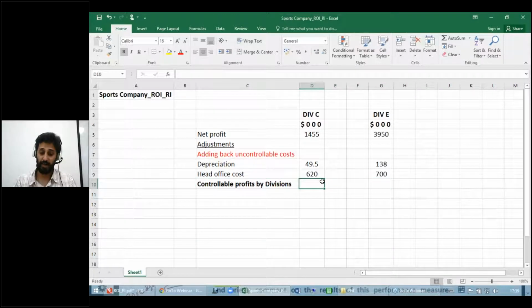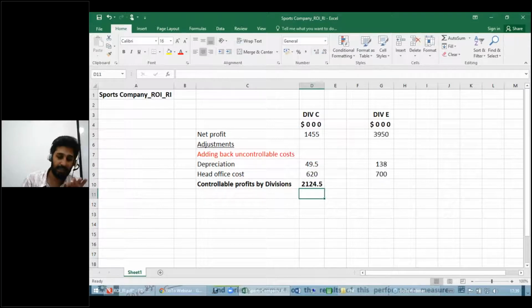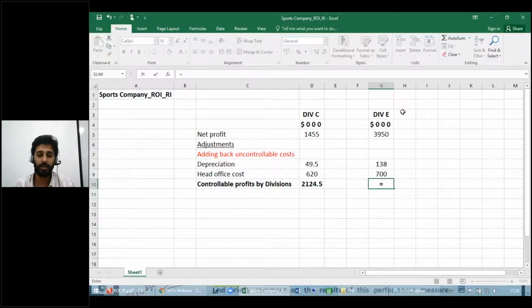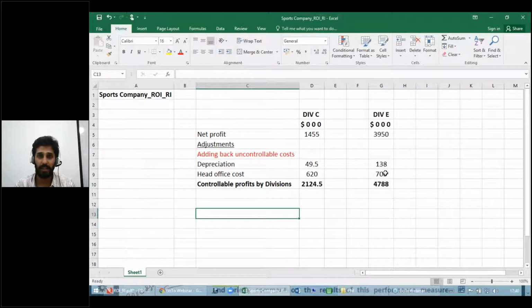So you'll have to add it back. Price is equal to this cell plus this cell plus this cell. Press enter, got the answer. And this is the figure, the controllable profits by the divisions. And same goes for here. Price is equal to this 3950 plus 138 plus 700, got this amount 4788. All right. So this is the controllable profits by the divisions respectively.